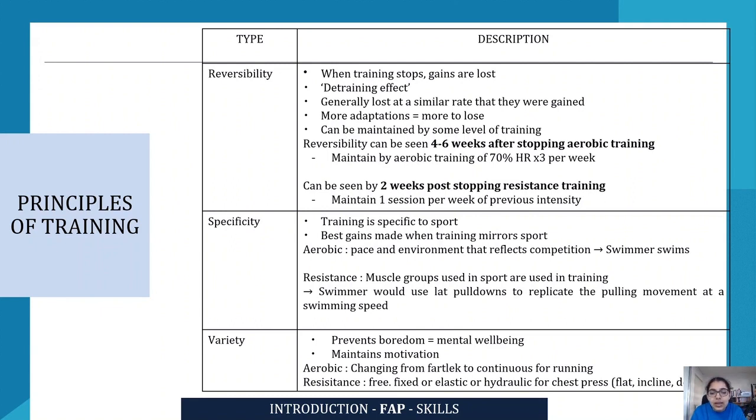In aerobic training, we see variety when we change from fartlek training to continuous running. With resistance training, we go from free weights to fixed, elastic, or hydraulics for chest press. So we're changing every time, targeting the same muscle group but doing it in different ways.